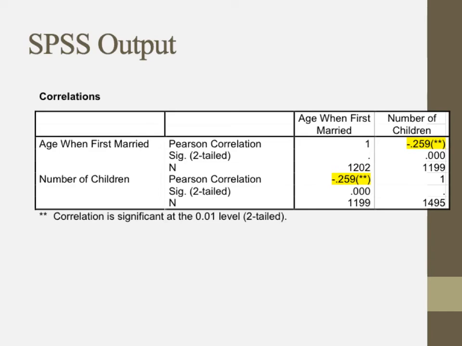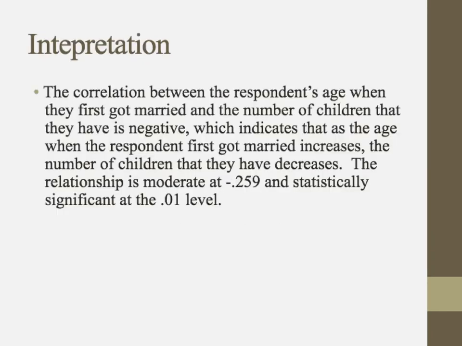So the way that we would interpret this is we would say that the correlation between the respondent's age when they first got married and the number of children that they have is negative, which indicates that as the age when the respondent first got married increases, the number of children that they have decreases. The relationship is moderate at negative 0.259 and statistically significant at the 0.01 level. So there we have a complete interpretation of the SPSS output.